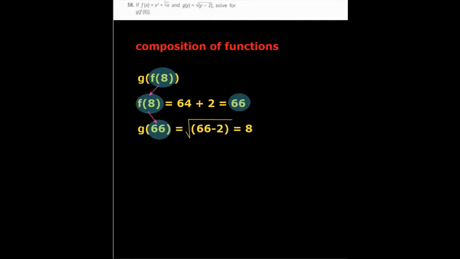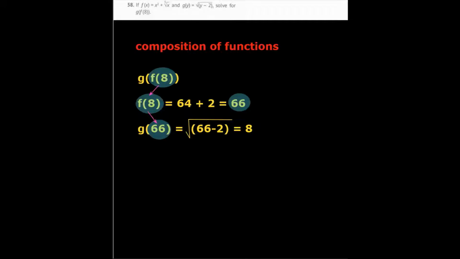Question 58. If f of x equals x squared plus the cube root of x, and g of y equals the square root of y minus 2, solve for g of f of 8. This is a composition of two different function rules. So the first thing we do is we go to rule f, and we plug in the number 8.